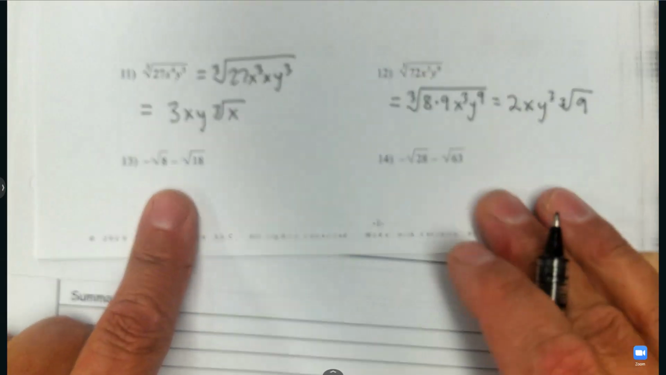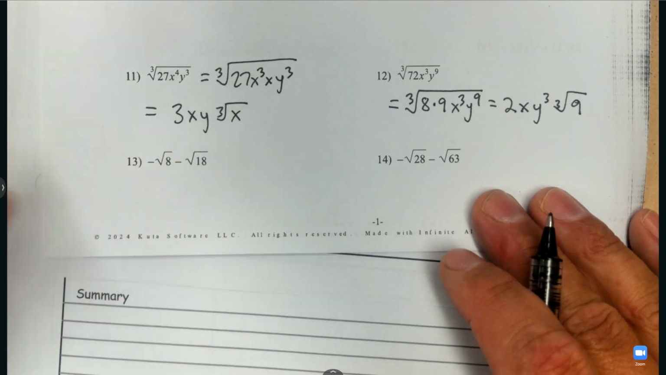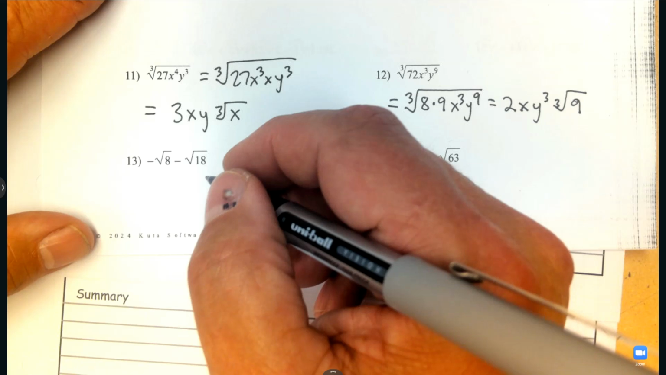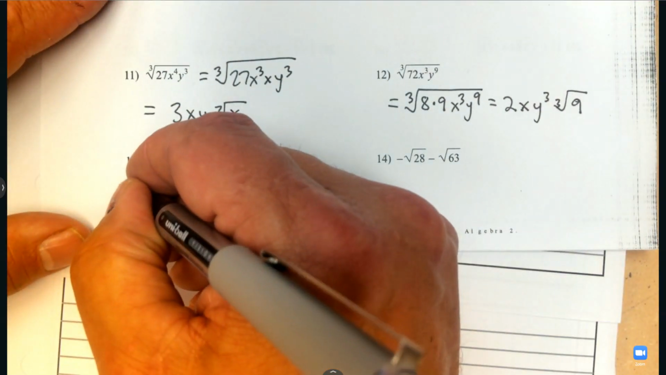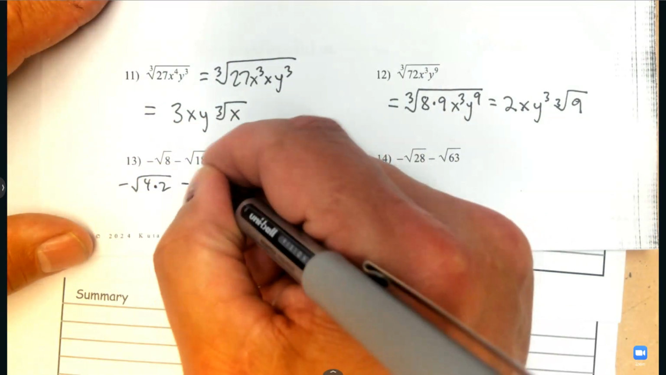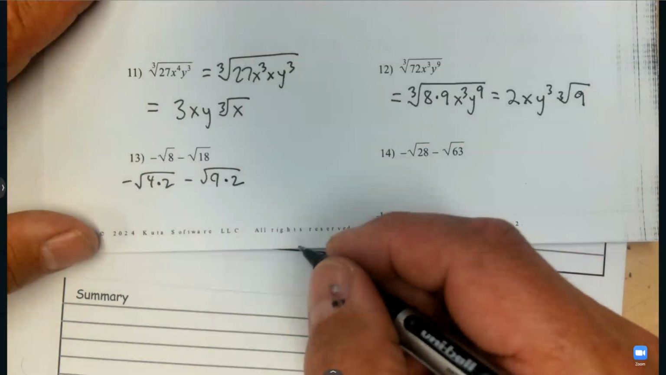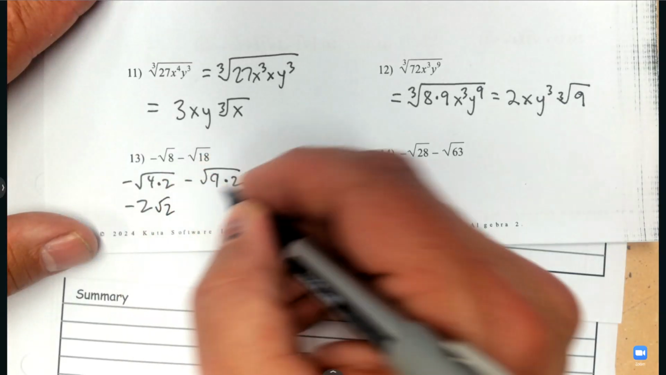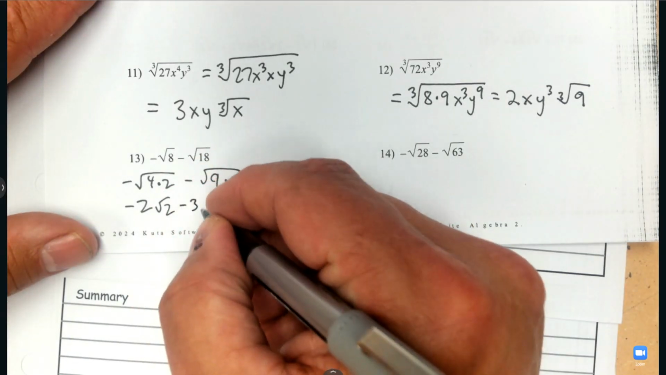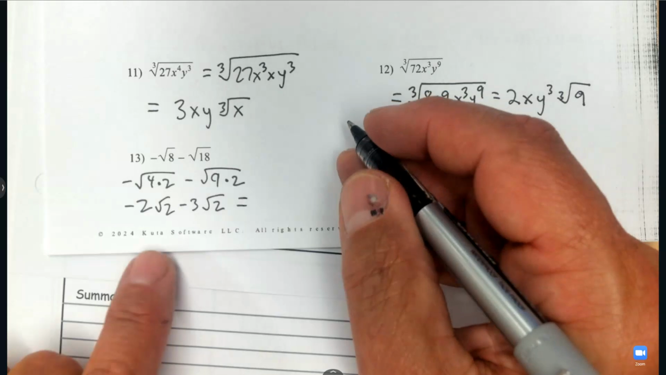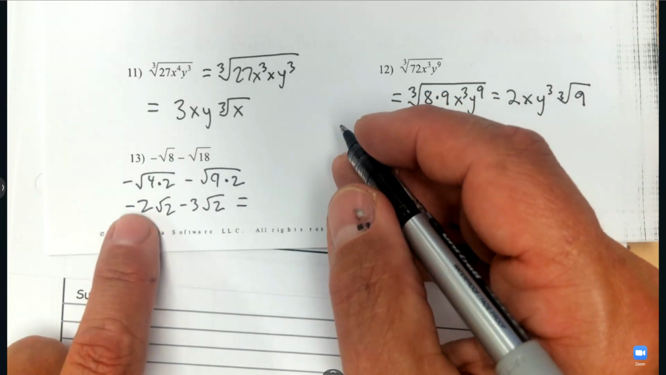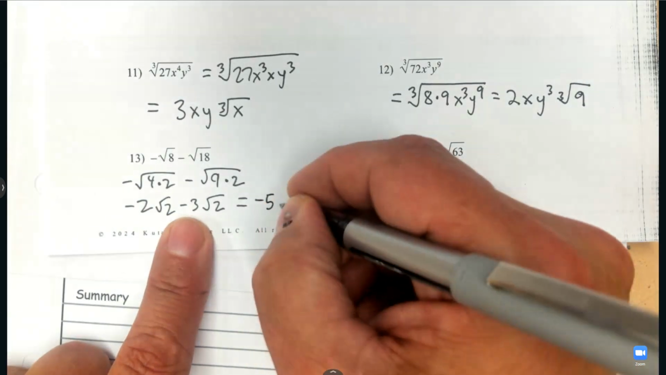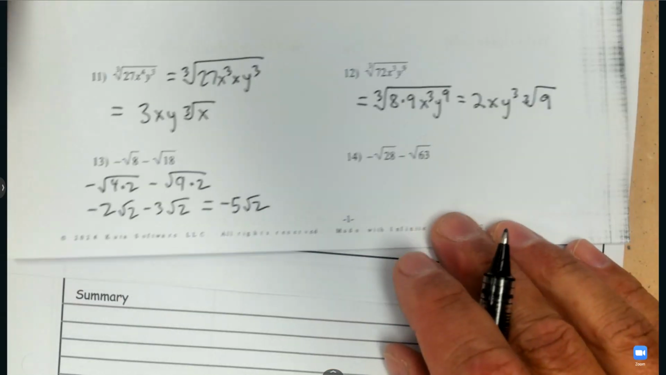Adding and subtracting. So the first rule to adding and subtracting radicals is to simplify it first, and then only like radicals can you add or subtract together. So 8, I'm going to write as 4 times 2. 18 is 9 times 2. So the square root of 4, that's negative 2 root 2. The square root of 9, that's 3 root 2. And then if the radicals match, you add or subtract the numbers in front. They're called the coefficients. So negative 2 and negative 3 together is negative 5. And you have your answer.